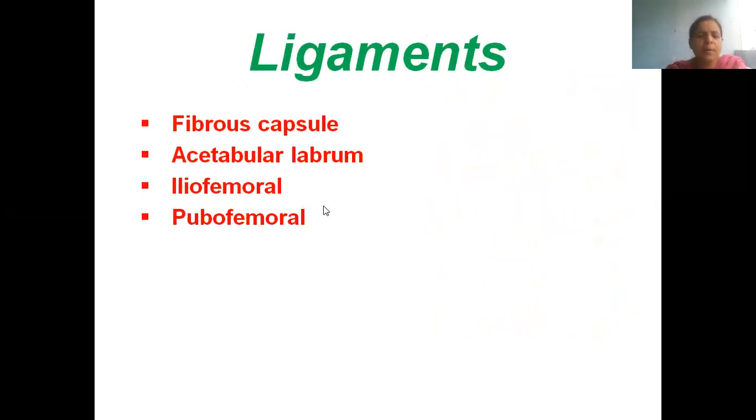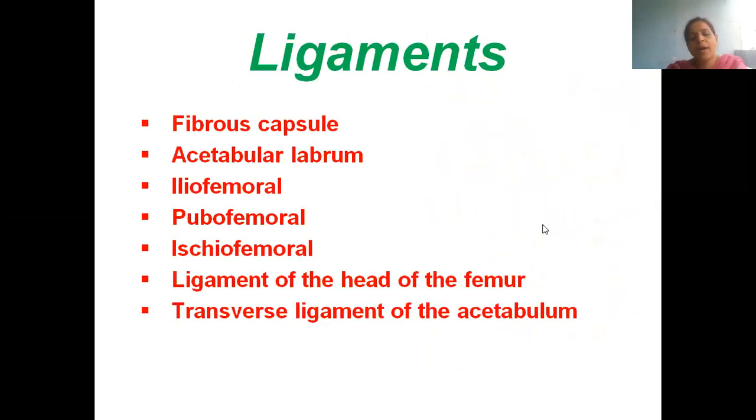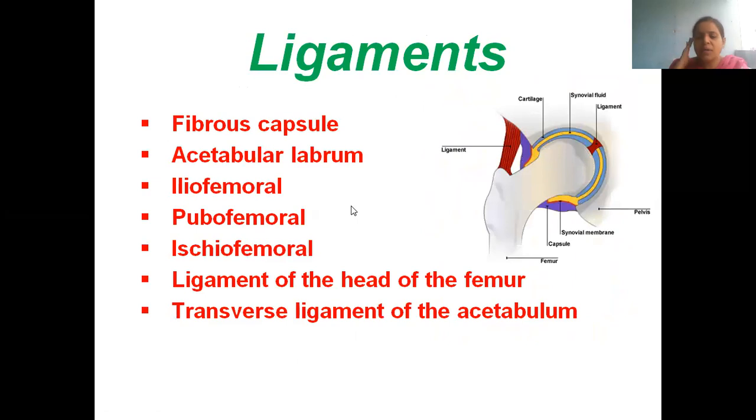Now let us see the ligaments. So we first need to write the list of ligaments and then we need to elaborate on it. Okay, so what are the various ligaments we have? We have the outermost covering all around the joint, that is the fibrous capsule. Then, like I just told you, surrounding the acetabulum there is a fibrocartilage, that is the acetabular labrum.